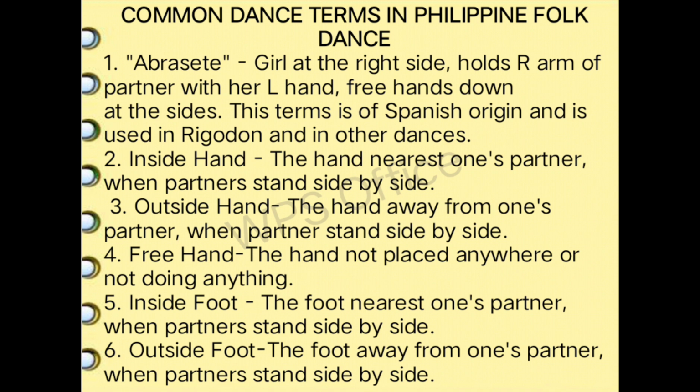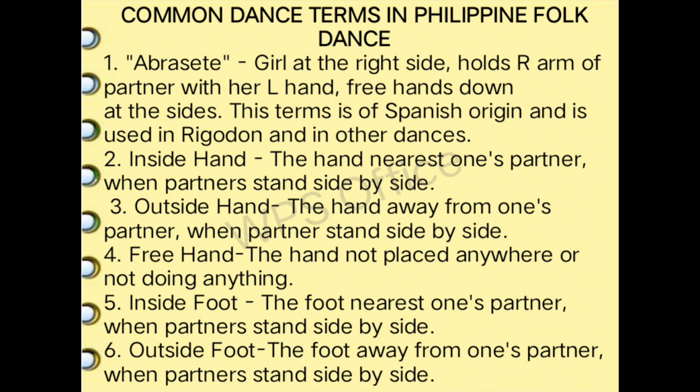First, abra side: girl at the right side holds the arm of partner with her inside hand, free hand down at the side. This term is of Spanish origin and is used in Rigodon and other dances. Second, inside hand, the hand nearest one's partner when partners stand side by side. Third, outside hand, the hand away from one's partner when standing side by side.